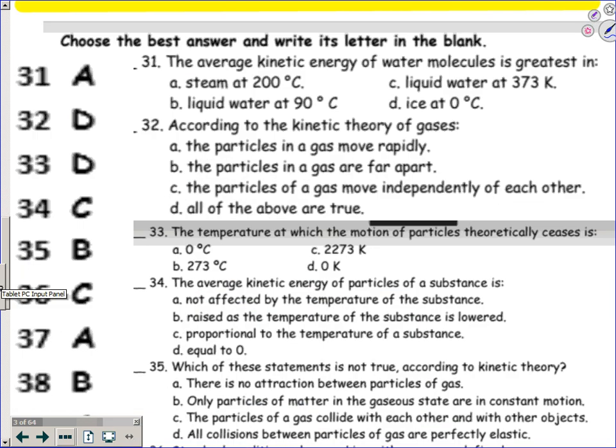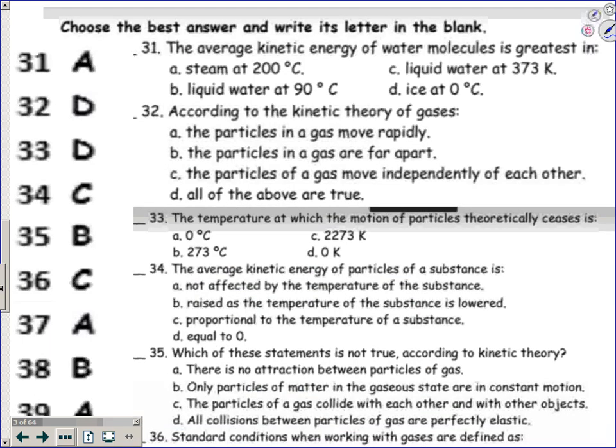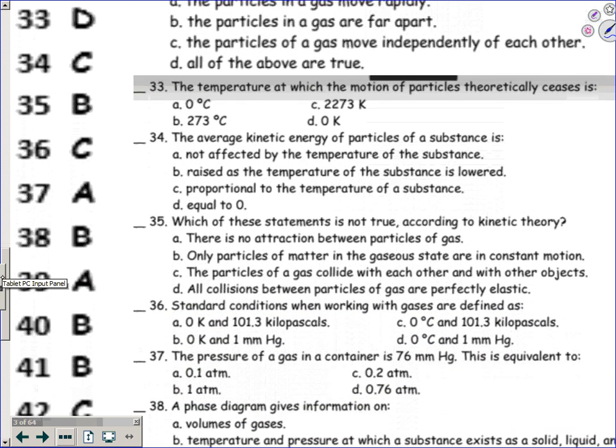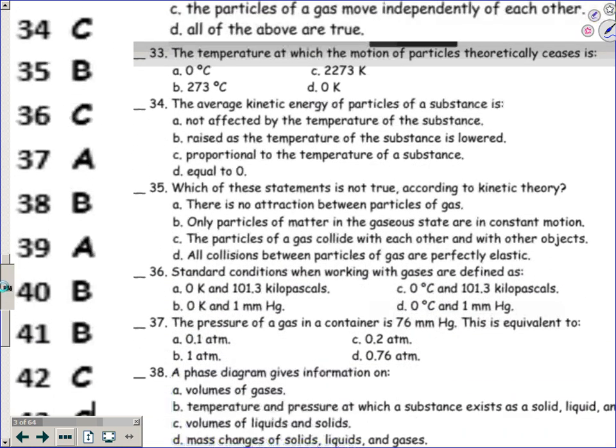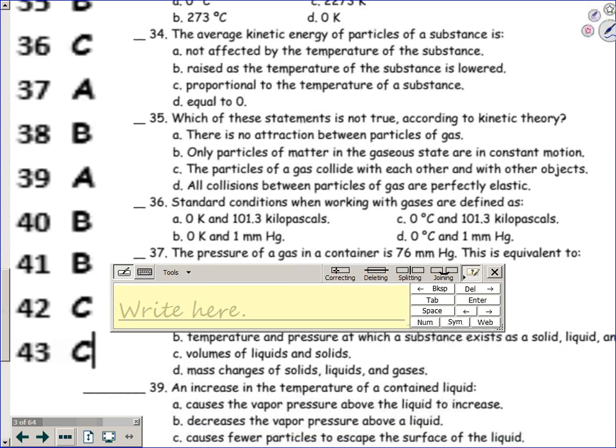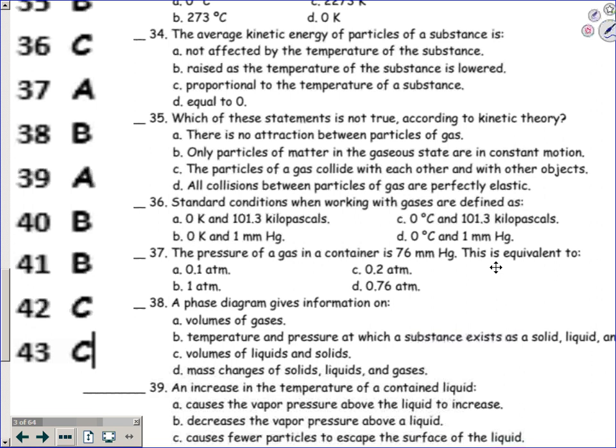I'm going to go down to the multiple choice. Multiple choice will give you good practice to review on your own. So here we go. 31A, 32D, 33D, 34C, 35B, 36C, 37A, 38B, 39A, 40B, 41B, 42C, and 43C.